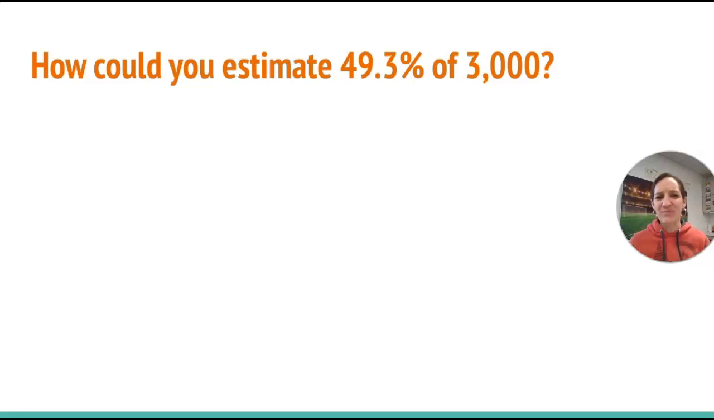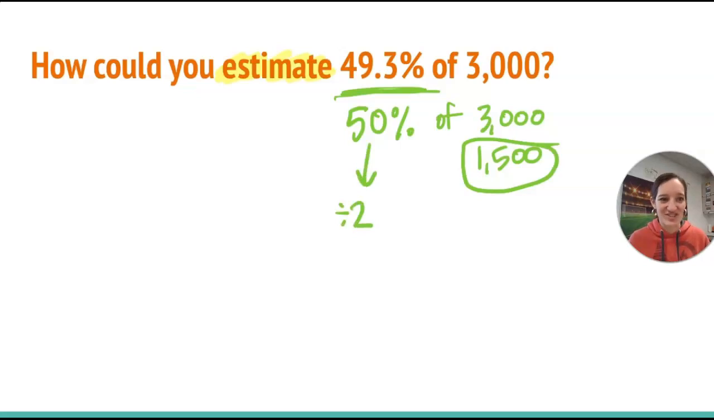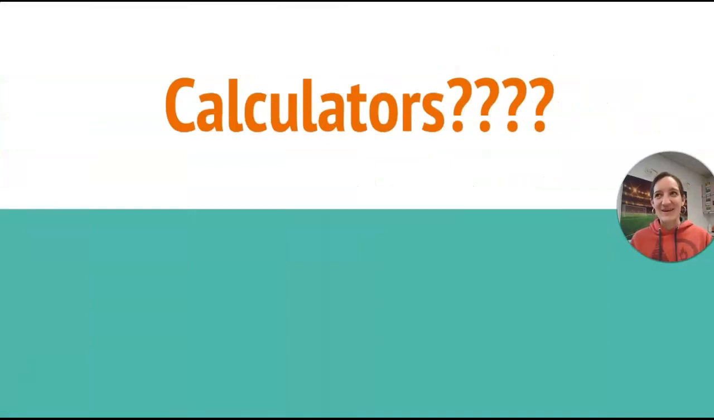How could you estimate 49.3% of 3,000? What in the world? Oh, guys, look, it says estimate. Oh, that's so relieving. That means I can make it easy. Instead of 49.3%, I'm going to change that to 50% because that is so much easier than 49.3%, and it is still very close to 49%. So what is 50% of 3,000? Well, it's 1,500 because I remember that 50% of any number is just half, isn't it?